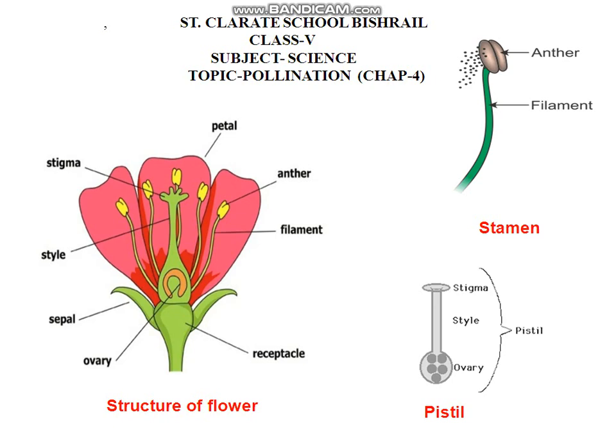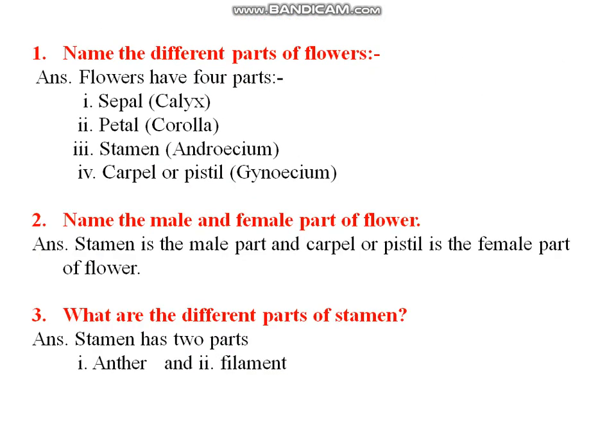Now I am going to discuss the chapter through some question answers like the previous chapters. Question number 1: name the different parts of a flower. I have already told you: sepal, petal, stamen and carpel. All the sepals collectively are called calyx, all the petals collectively are called corolla, all the stamens together are called androecium, and all the carpels or pistils collectively are called gynoecium.